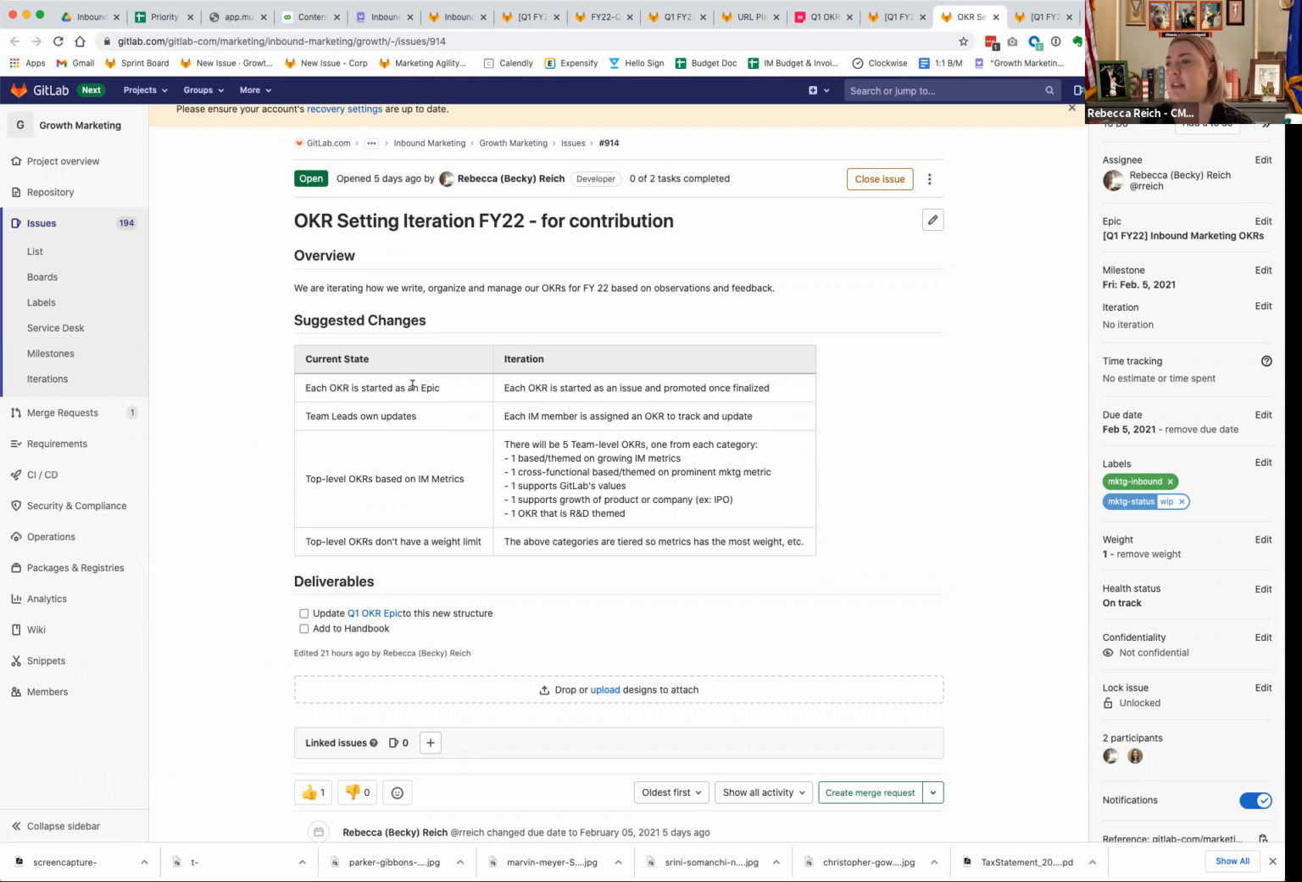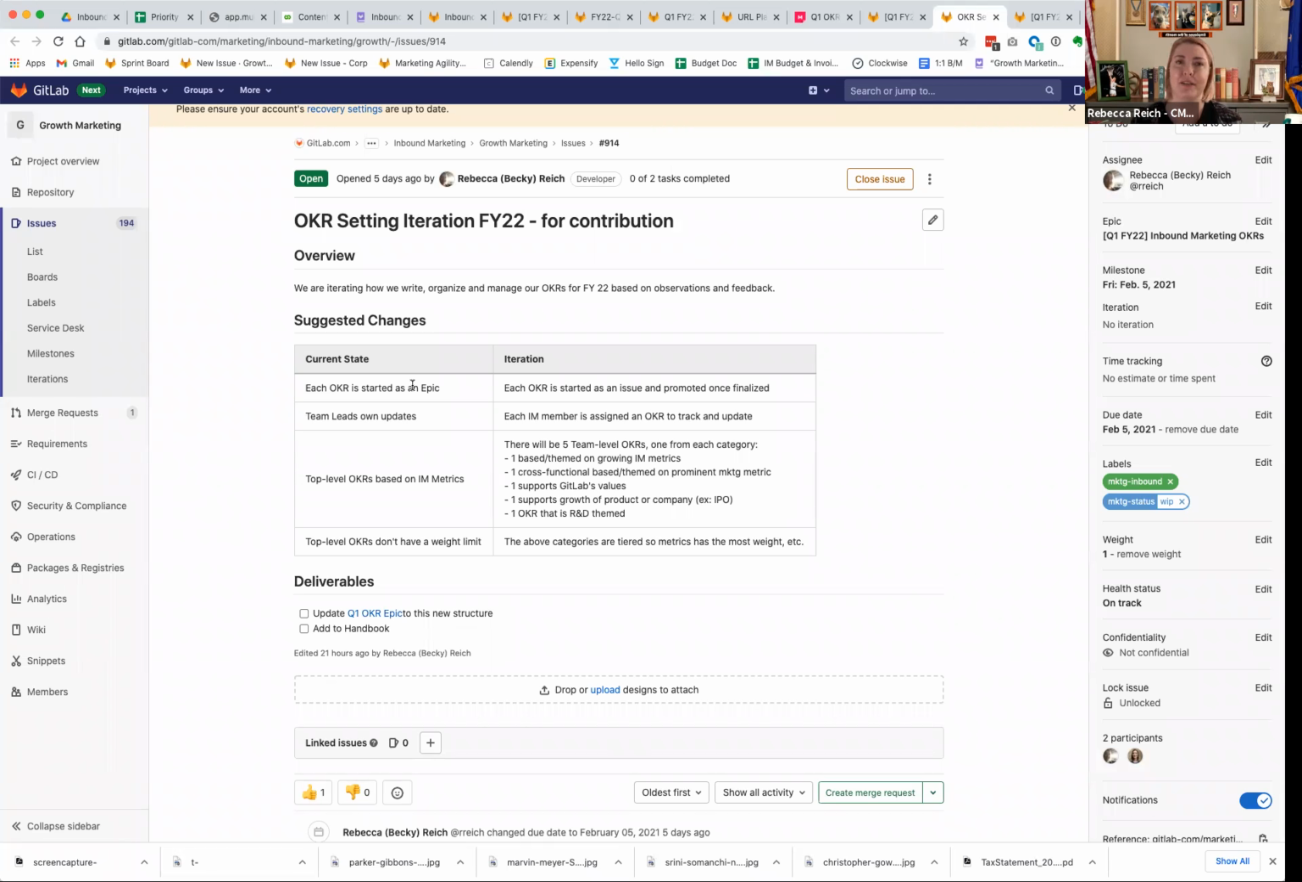So the other way is the top level OKRs were based on IM metrics. So again, that was like, we want to increase website traffic 20% year over year. And then we would have OKRs underneath that and projects underneath there. But a lot of the times what grows our inquiries, which would be top level, and what grows our website traffic, some of those projects would do both. So it became confusing as to where they should sit. And then it was hard to find them.